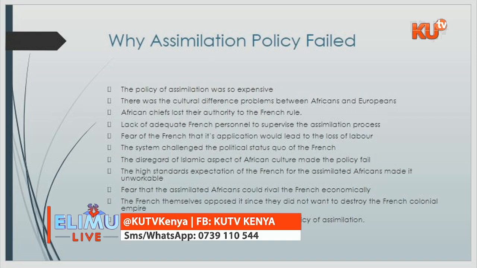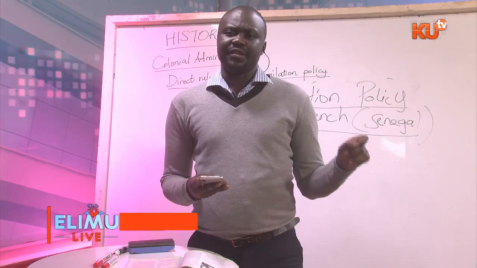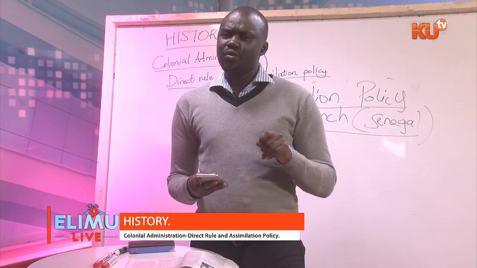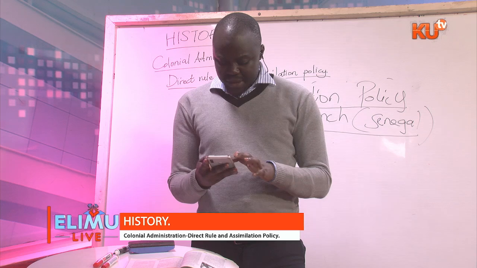That is why the French assimilation failed. Why? Because its application was going to lead to the loss of labor. Now, the French who had settled in Western Africa knew that the assimilated Africans were not going to be allowed to work in the French farms. Why? Because they were treated as equal citizens of France. So the French, back at home or those who stayed in Senegal and West Africa, knew that automatically the assimilation policy was going to make them lose African labor.